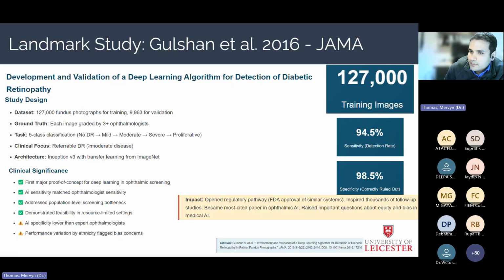So just in terms of metrics, the sensitivity in this particular publication was 94.5%. That's the detection rate, and the specificity was 98.5%.